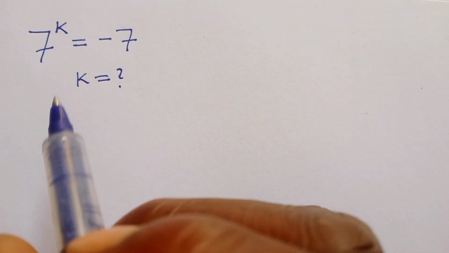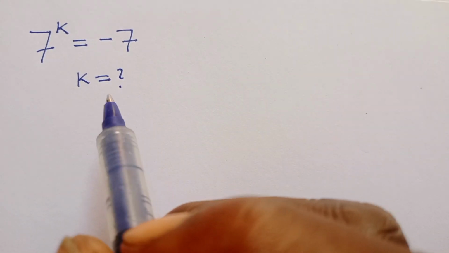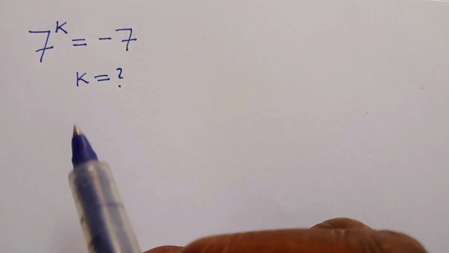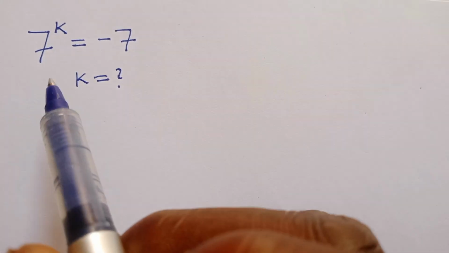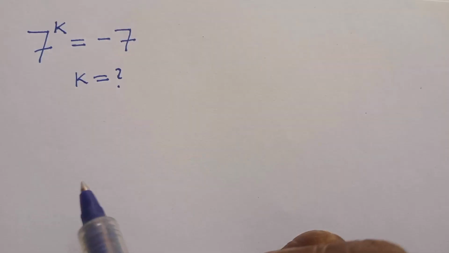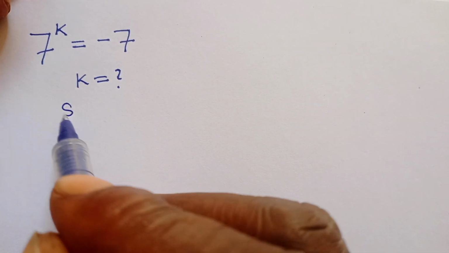Today we have 7 to the power of k equal to minus 7. We are asked to find the value of k. If you look at this very well, you will notice that on the left hand side you have an exponential, while on the right hand side you have a negative whole number. Now, to get rid of this, let's have our solution.